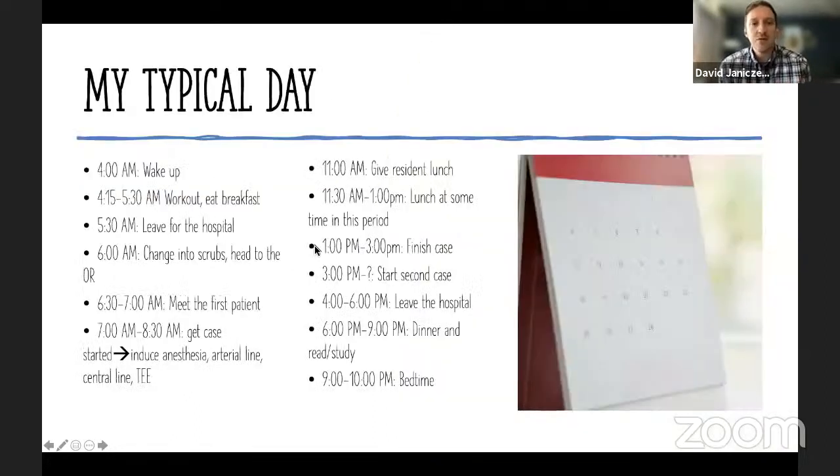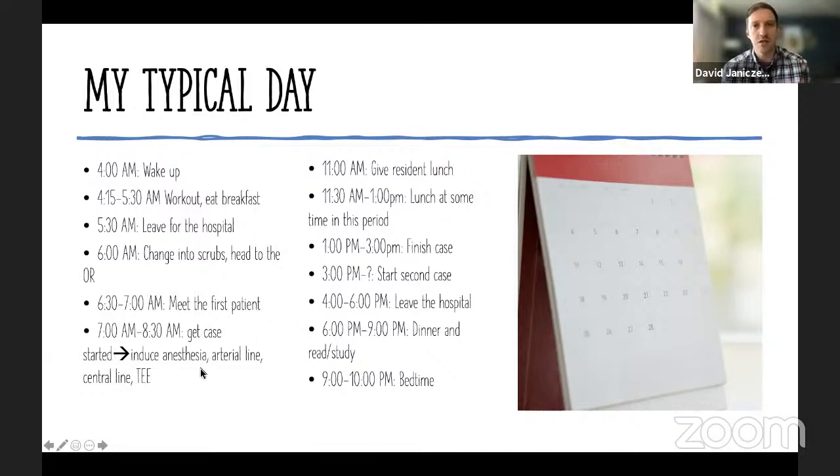So I just want to touch on my typical day. This is not representative of every cardiothoracic anesthesiologist, but I can only speak to what I do. So I get up usually at 4 a.m. Between 4 and 4:15ish and 5:30, I work out, eat breakfast, kind of get ready for the day. Leave for the hospital at 5:30. Get to the hospital, change into scrubs, and head to the operating room. Around 6, we meet the first patient between 6:30 and 7. And then the goal is to get the patient in the operating room by 7 a.m. That's usually the first case start time.